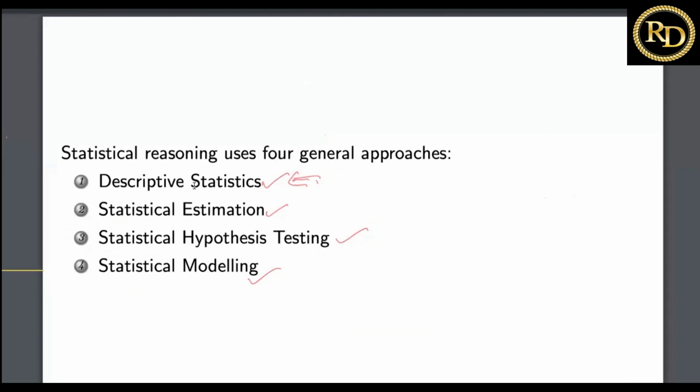So this statistical calculation usually uses four general approaches. One is descriptive statistics. Another one is statistical estimation, statistical hypothesis testing, and statistical modeling. Today we will be discussing the first part of this particular aspect, descriptive statistics. Points number 2, 3, and 4 will be discussed later in this workshop.